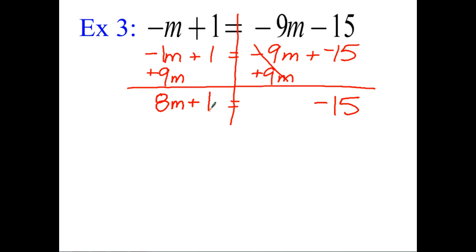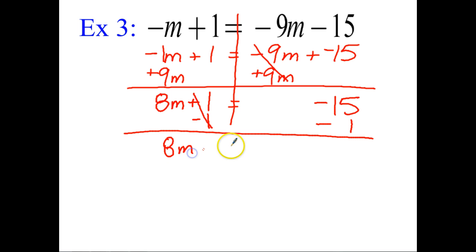Okay, now I'm at a two-step equation. I have positive 1, so I'm going to add a negative 1. I'm going to put a negative 1 here. All right, those cancel out, and I'm left with 8m is equal to negative 15 and negative 1 is negative 16. Okay, divide by 8, divide by 8, and I get m is equal to negative 2.